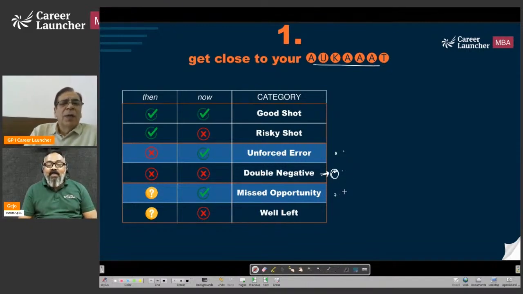you have solved 80% of the problem. A risky shot might still work to some extent, but double negative is something where I don't know what to do with the question, yet I'm trying to solve it. It is like saying I don't know the meaning of the word, let me try to do something and find the meaning in the question.